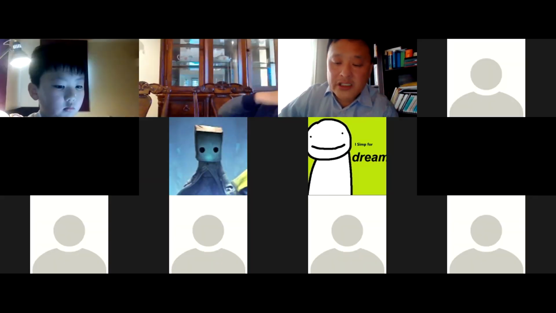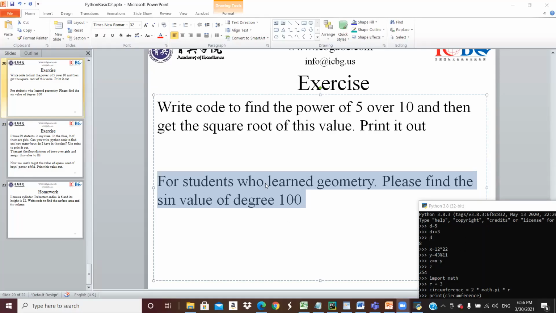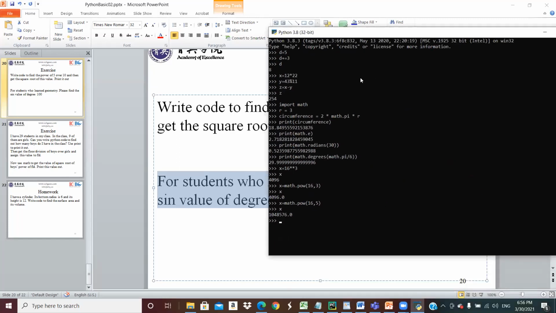All right. Let me do this one, okay? For students who learned the geometry, please find the sine value of 100 degrees. So what does it mean? You need to use math dot sine, and then you need to use math dot radians. So you are converting 100 degrees to a radian value. And then now you do the sine. You get this result.